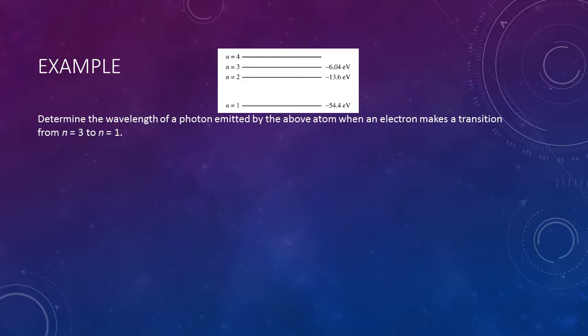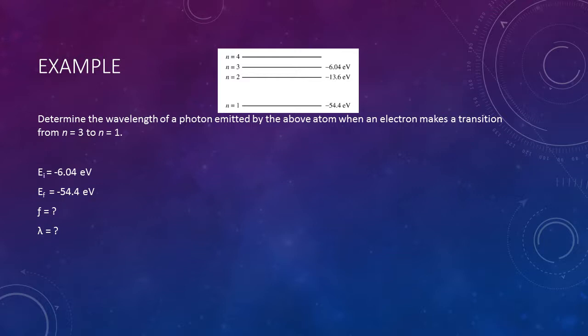So let's say that we have this energy level diagram. It may look familiar. And we want to determine the wavelength of a photon emitted by that atom when an electron makes a transition from our third energy level to our first energy level. So first, I'm just going to write what I know. The energy of my initial atomic orbital is negative 6.04 electron volts. The energy of my final sublevel is negative 54.4 electron volts.